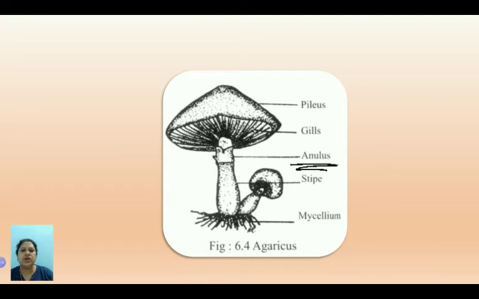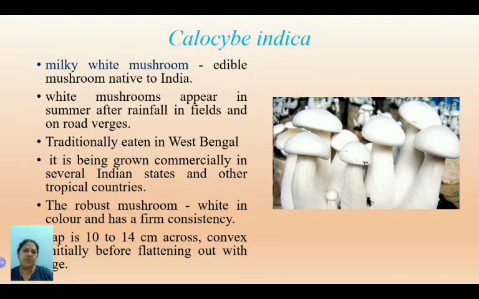You can look into the annulus. If the annulus is there and the mushroom is white in color and looks like a button mushroom, and the spores are generally chocolate brown in color, then you can confidently identify this mushroom as Agaricus bisporus or Agaricus campestris. Next mushroom is the Calocybe indica.